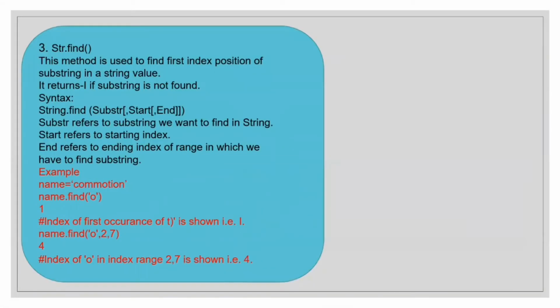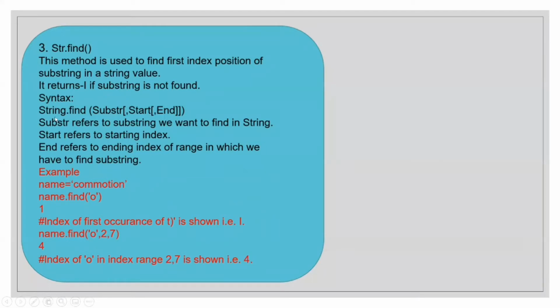Then we have string.find, str.find, or anything name.find. So str here basically tells us that it can be anything, any string. So this method is used to find the first index position of a substring in a string value. It returns -1 if the substring is not found.